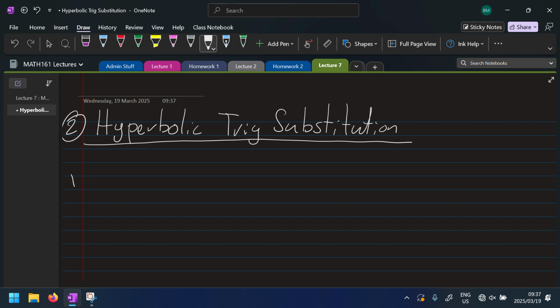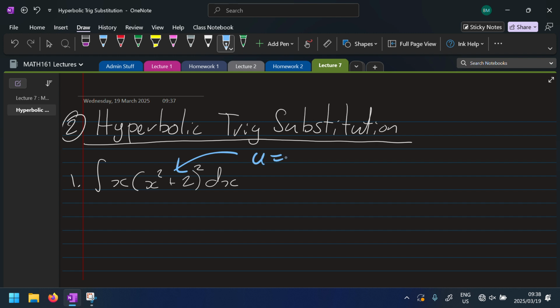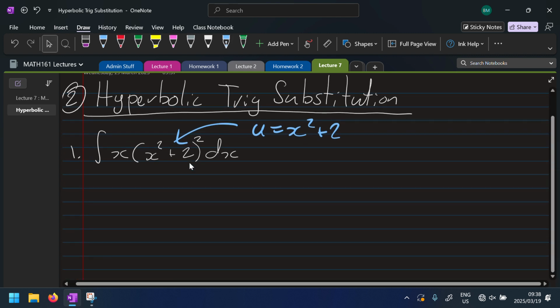So we'll start off with number 1, integral of x over x squared plus 2 squared. Okay, this one here, you can do it using a trig substitution, the tan substitution, so that's number 1. You can do it with a hyperbolic trig substitution with hyperbolic sine, and you can do it with a u substitution. So that's 3 different ways you can do this. For the u substitution, you just say u equals x squared plus 2. Okay, you can do that for homework. I recommend doing it the u substitution way.